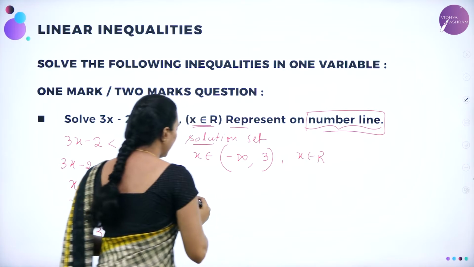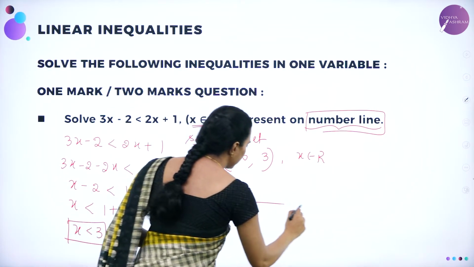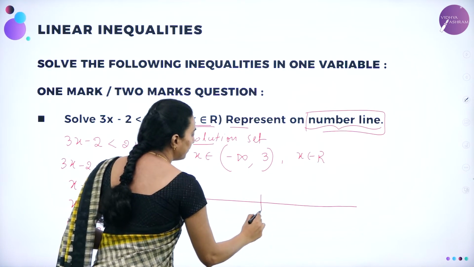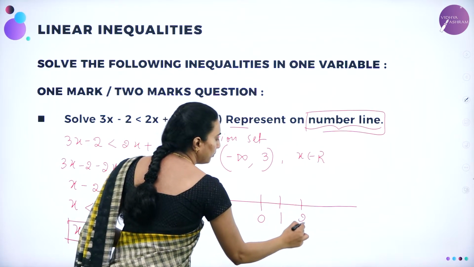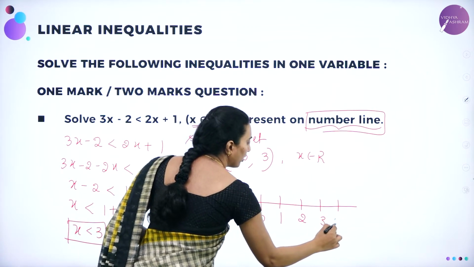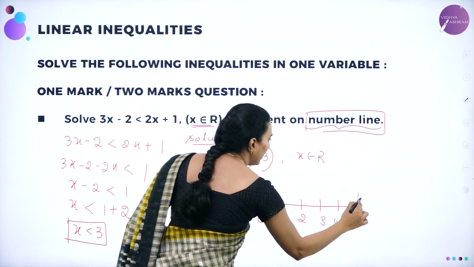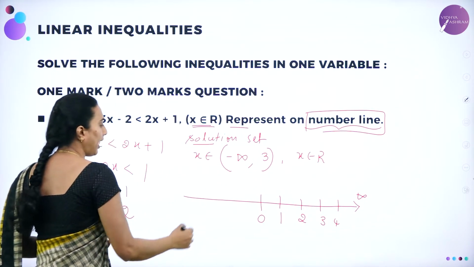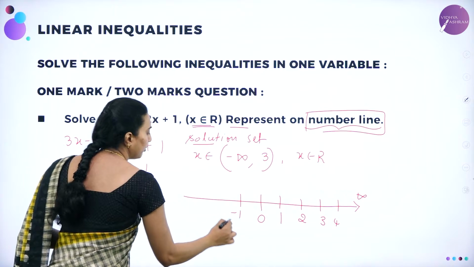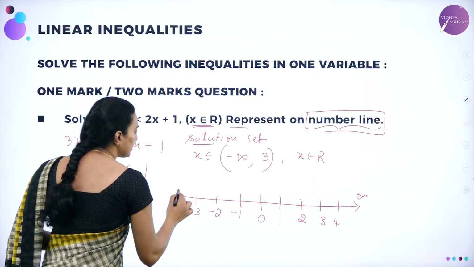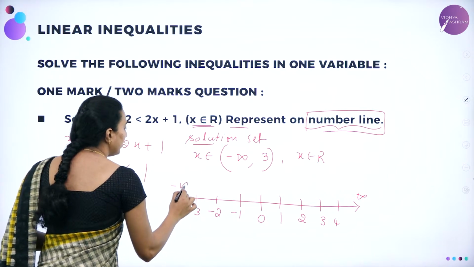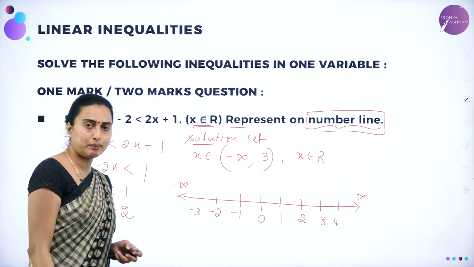Let me write the number line. The number line is represented like this. Here the middle term will be 0. Right hand side of 0 is 1, 2, 3, 4 up to infinity, so let me write infinity by drawing the arrow mark. And left hand side of 0 will be negative numbers: minus 1, minus 2, minus 3, minus 4 up to minus infinity. This is called the number line.